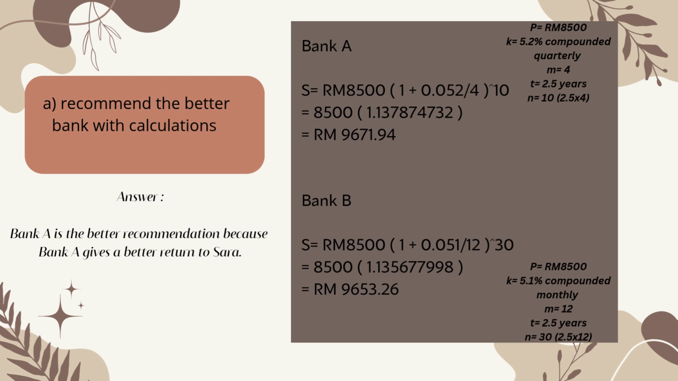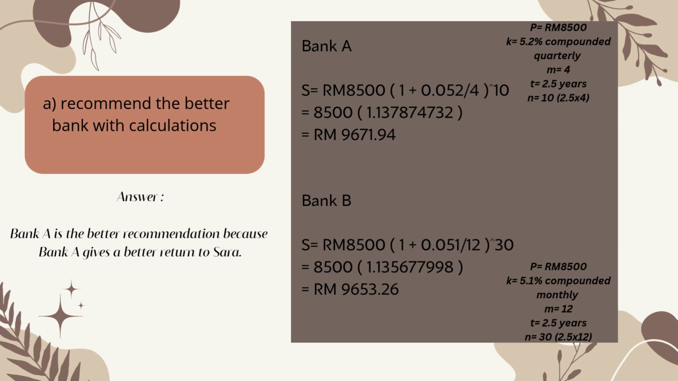For calculation of Bank B, we list the details again, which is P equals 8,500, K equals 5.1% compounded monthly, M equals 12, T equals 2.5 years, N equals 30, as the result of 2.5 times 12.